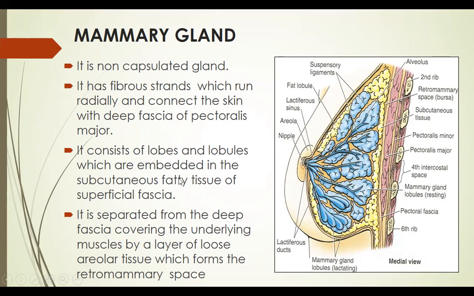It consists of lobes and lobules which are embedded in the subcutaneous tissue pad of the superficial fascia. If you see here, these are called the lobes. Within them, there are lobules. All these lobes are draining into one duct. Each lobe will drain into one duct. It is separated from the deep fascia surrounding the underlying muscle by a layer of loose areolar tissue which forms the retromammary space. You see here, this is the chest wall and this is the pectoralis major. It is separated from the mammary gland by a thick pad of fat. This is called the retromammary space or bursa, or it acts as a bursa, on which the mammary gland can easily move.